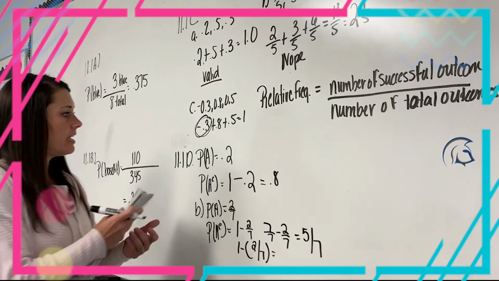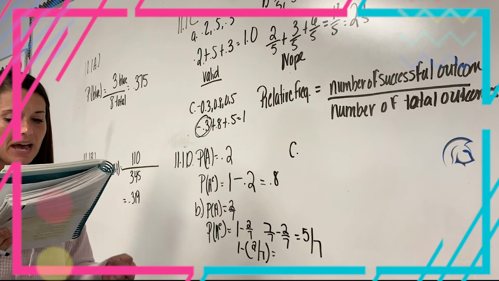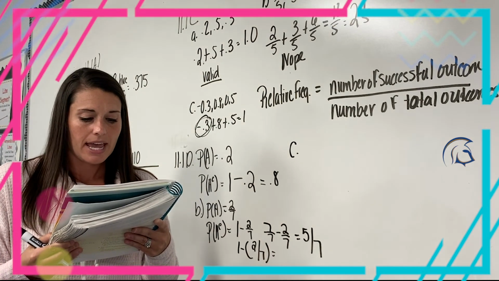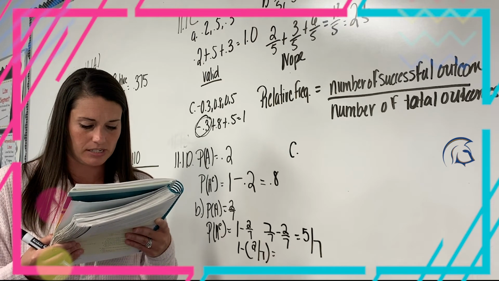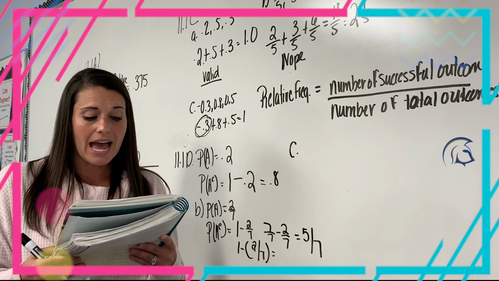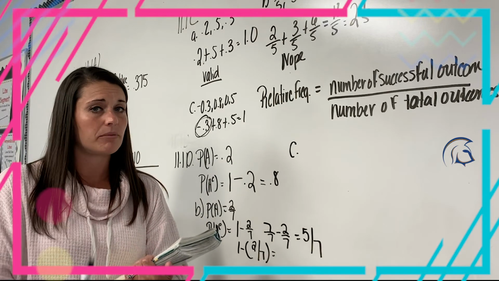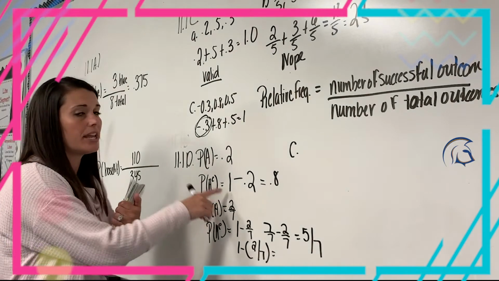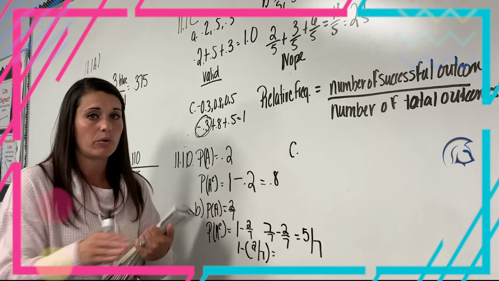And then lastly, we'll look at our C example, where it says a bag contains 4 green discs, 7 blue discs, and 8 purple discs. Find the complement of choosing a purple disc. Okay, so this one is a compound problem. You're going to have to use the relative frequency formula to first find the probability, and then you're going to have to subtract that probability from 1 to find the complement. Now know when you're finding the complement, you subtract from 1, okay?